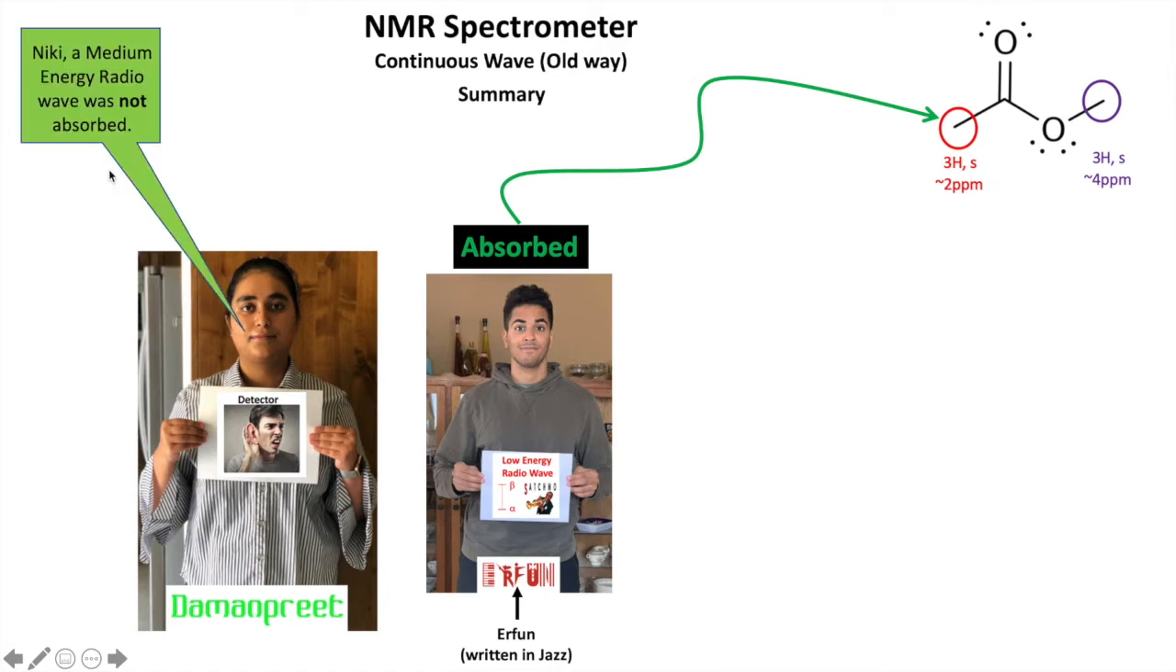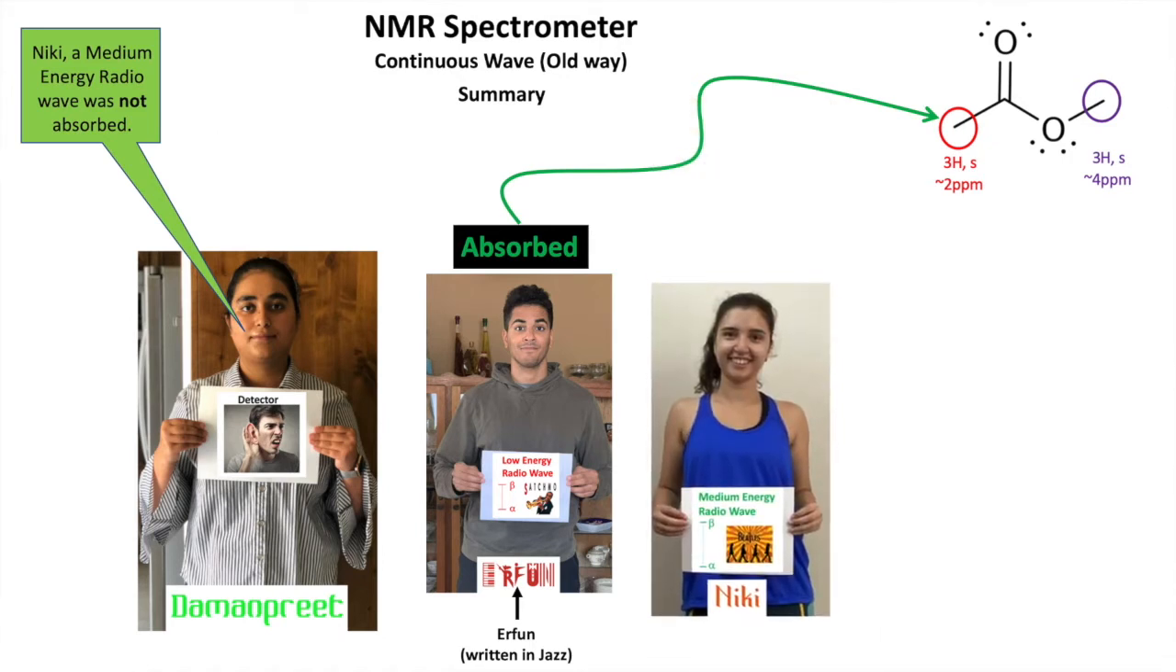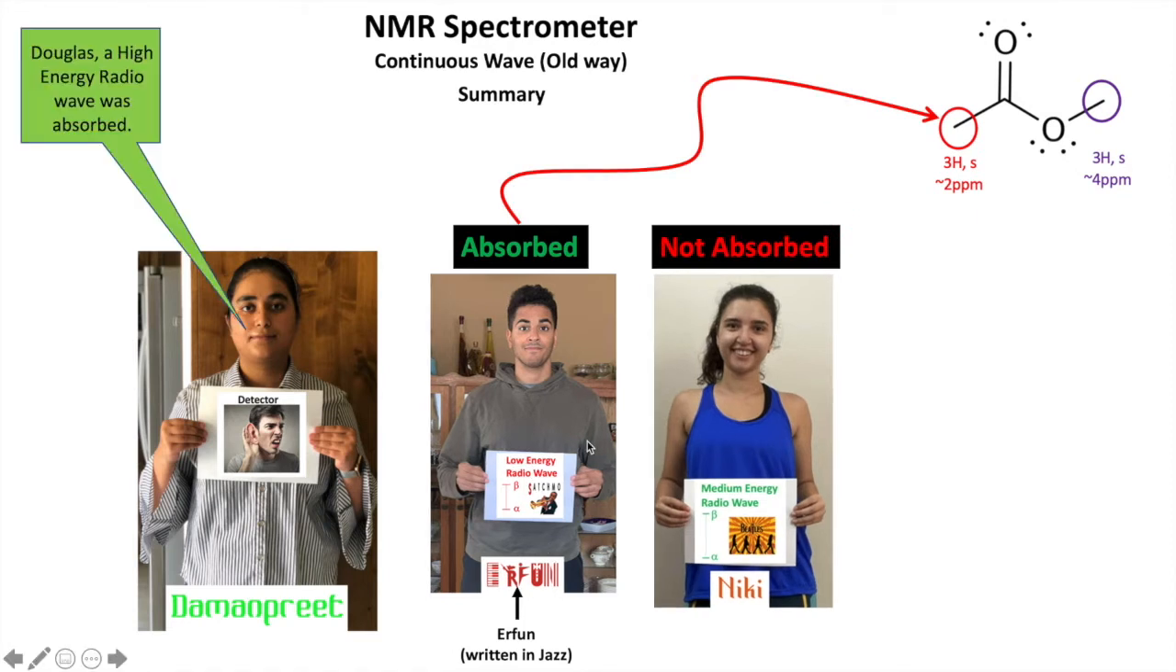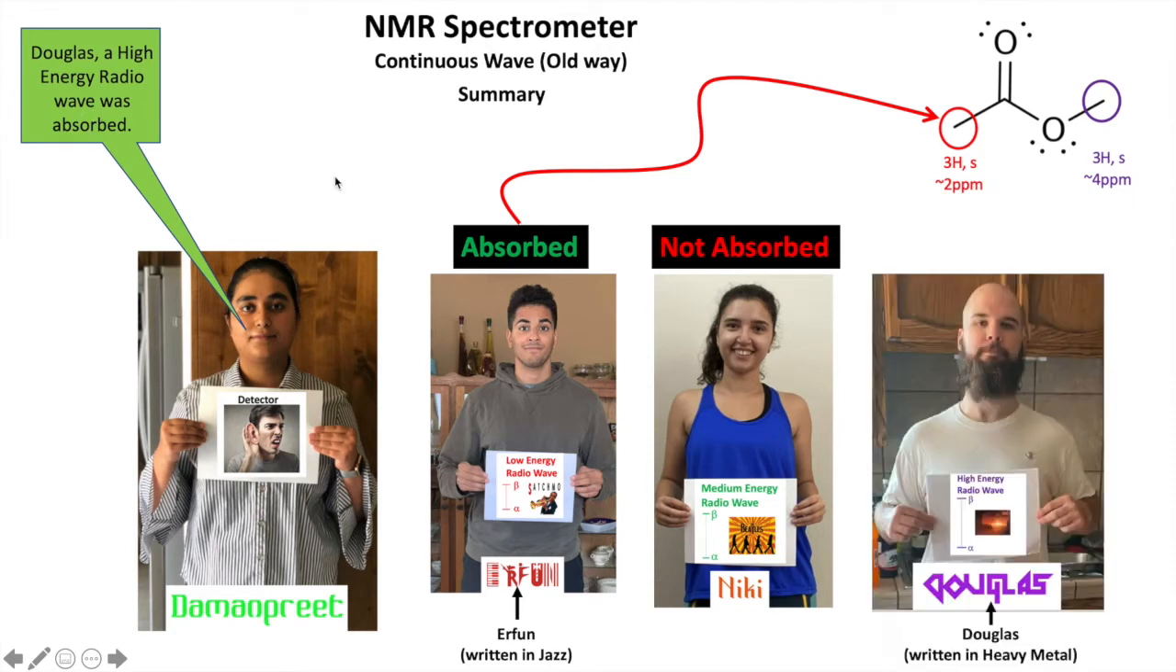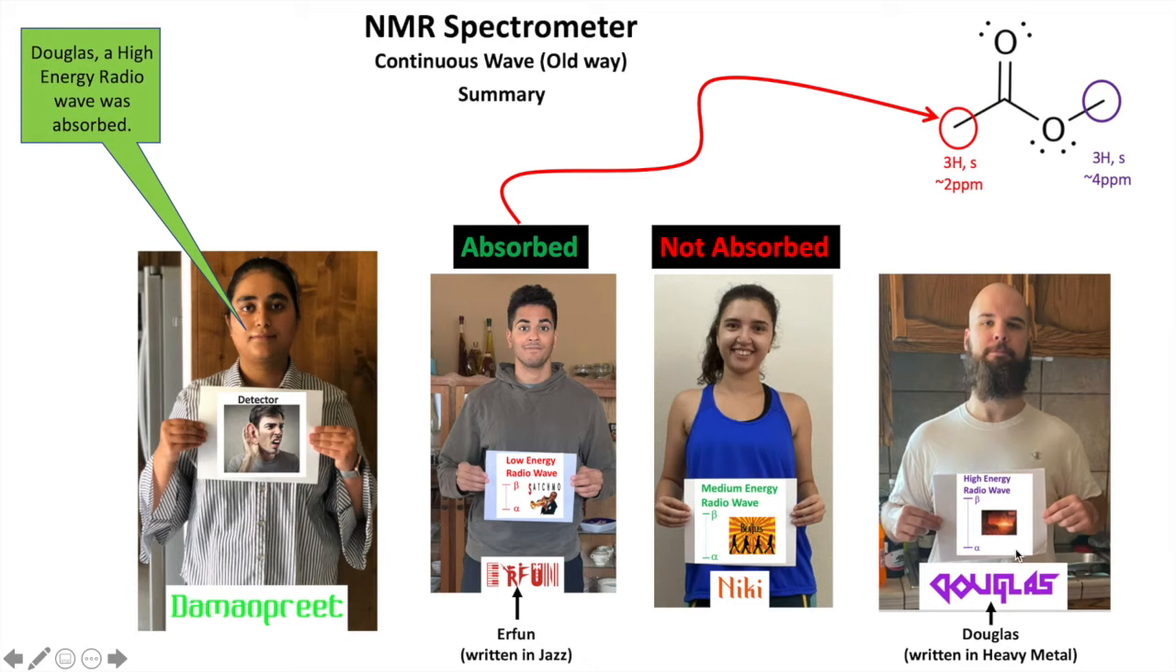He was absorbed by these hydrogens, which caused the signal at 2 parts per million. And then Nikki, a medium energy radio wave, was not absorbed. Remember, she passed by the molecule. And you can see I make her bounce a little bit faster. She's got a higher frequency than Erfan. Not absorbed. Douglas, a high energy radio wave, was absorbed. You see Douglas written in heavy metal. Whoa, yep, see, he was high energy. His frequency was high too. So he's absorbed by the hydrogens over here on the carbon that's attached to the oxygen. And it's a 3-hydrogen singlet, and it's a higher energy, higher parts per million. The chemical shift is 4 parts per million.